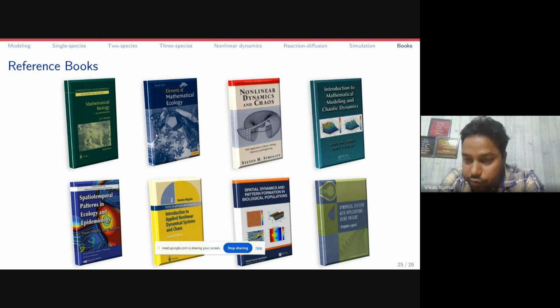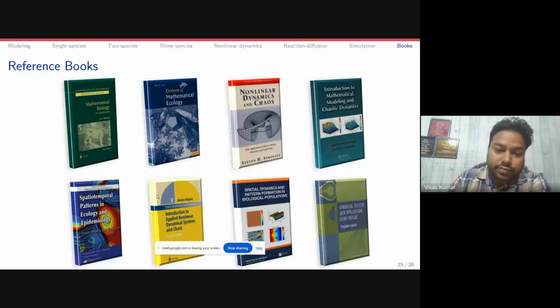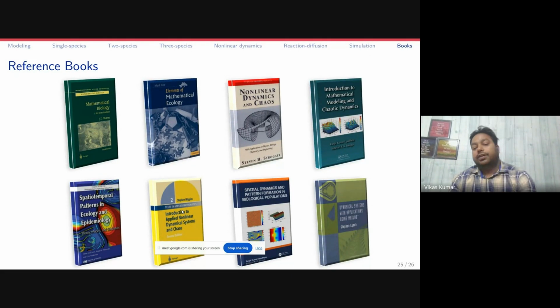And if you want to understand the theoretical point of view, how we calculate the stability and how we do the analysis, for that purpose you can use Stephen Wiggins' book, the sixth one, the yellow one. You can easily follow this and understand the theoretical point of view. This is a very nice book, in my opinion.